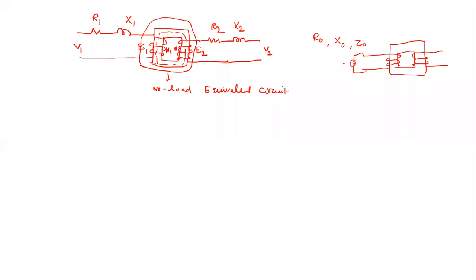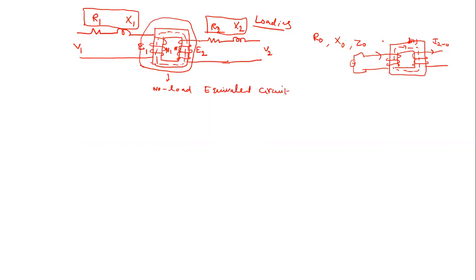Now, please recall that when the transformer is not loaded, whatever we discuss, these leakage resistances and leakage reactances would be considered under load conditions only. If you are not loading your transformer, the current will be zero. If current is zero, flux produced is zero. Even though the flux is linking, when it is loaded, other flux also comes that will oppose this flux.